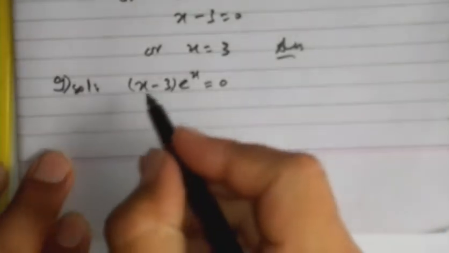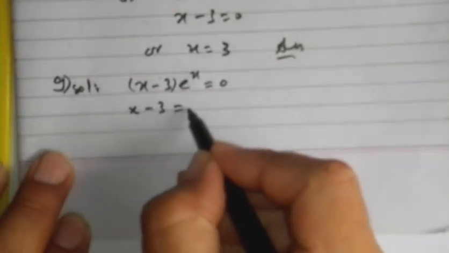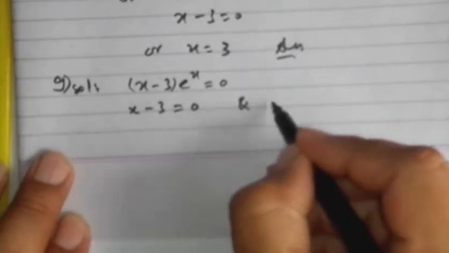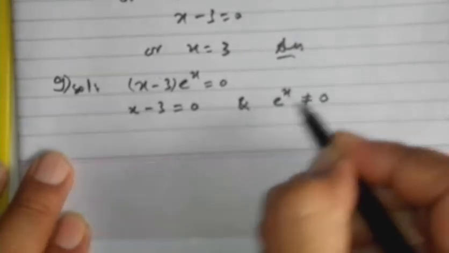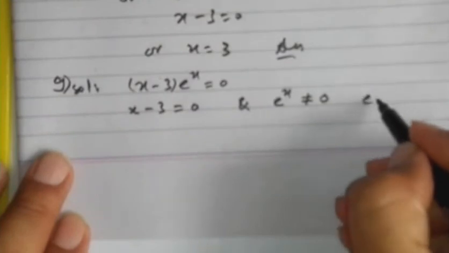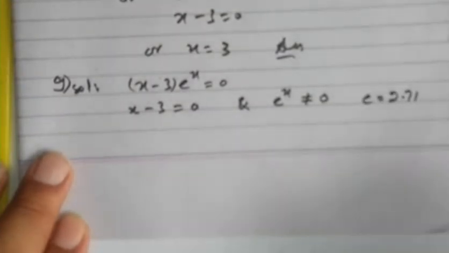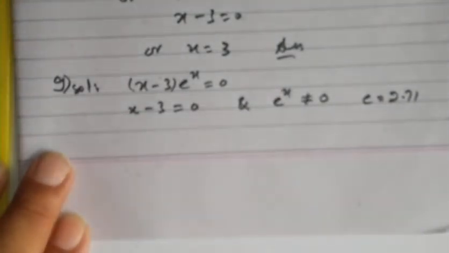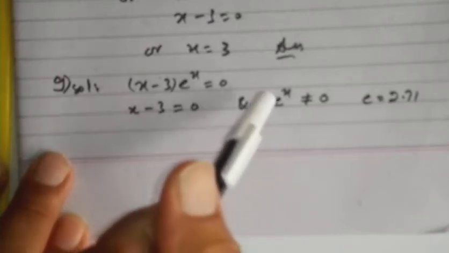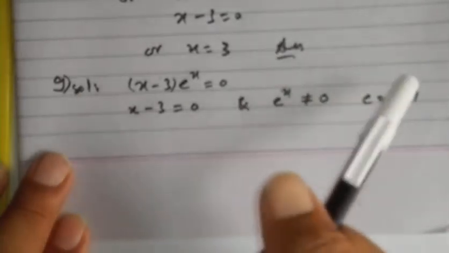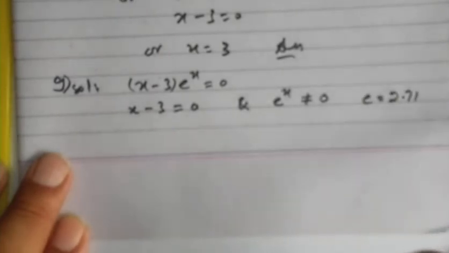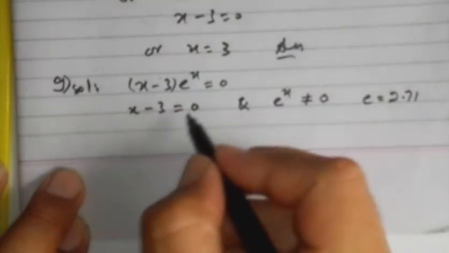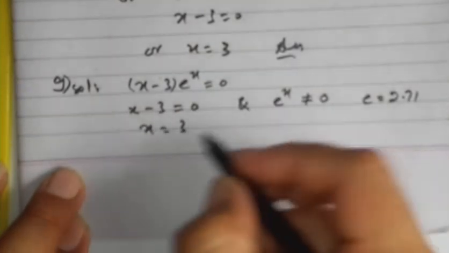X minus 3 into e power x equals 0. So here we can write x minus 3 equals 0, and e power x can't be equal to 0, because the e value is 2.71 something. So when we put the x value 0, it will become e power 0, which means 1, its value will be 1, otherwise it will be some value, it can't be equal to 0. So x minus 3 equals 0, x equals 3 is the answer.